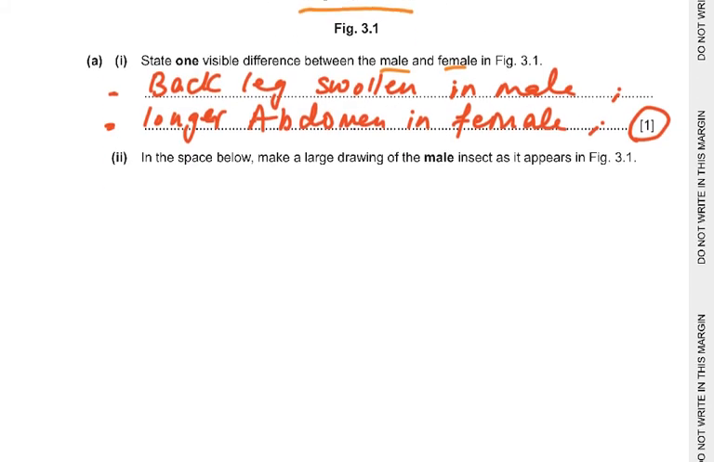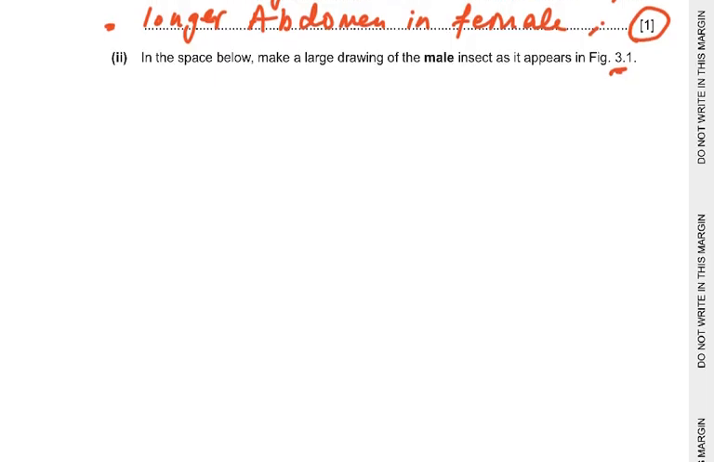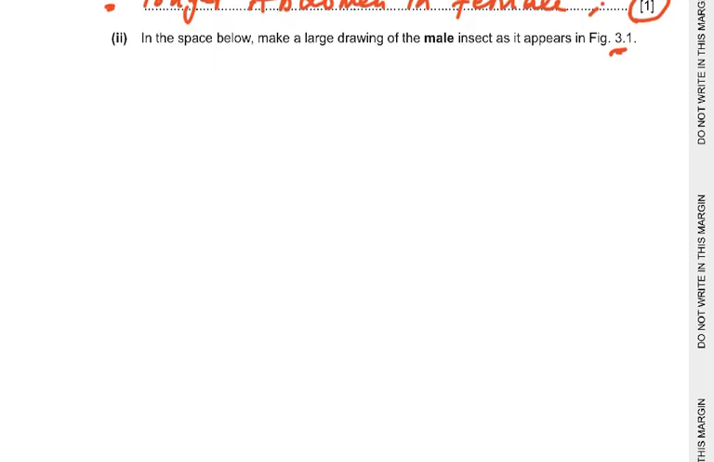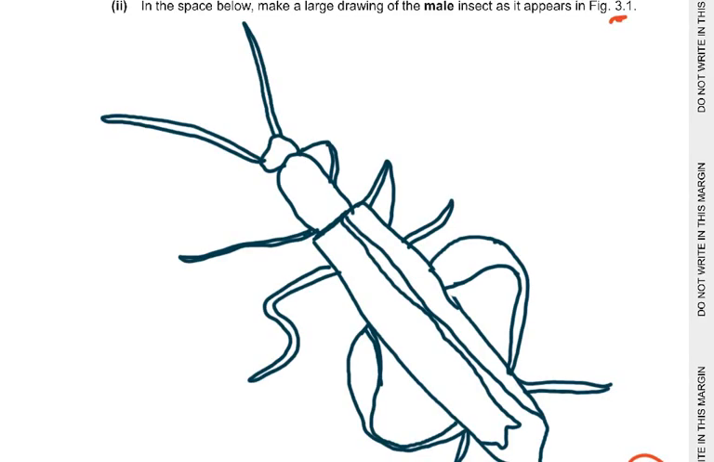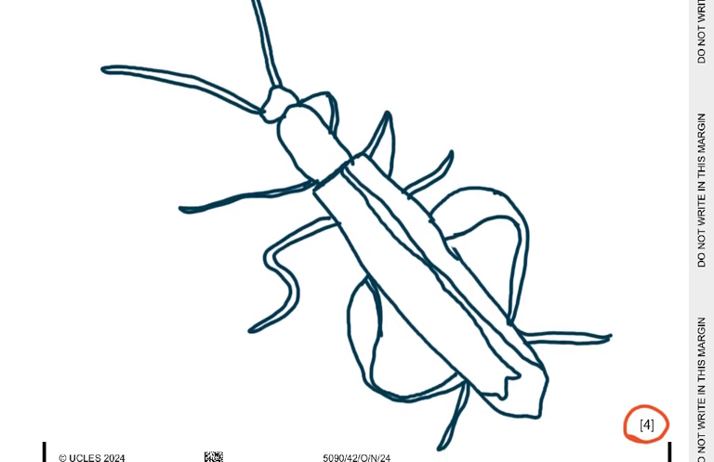Then it says in the space below, make a large drawing of the male insect as it appears in figure 3.1. Now, most of you are going to scream at that and say, oh, miss, that's so difficult. But it's not difficult, it's only for 4 marks, and you can get all those 4 marks. You just have to be careful of what you actually see, you've got to draw that. Now, please remember when it says make a large drawing, it must occupy most of the space. I know my drawing is nothing very brilliant, but basically, what were the mark scheme points? How would you get the 4 marks?